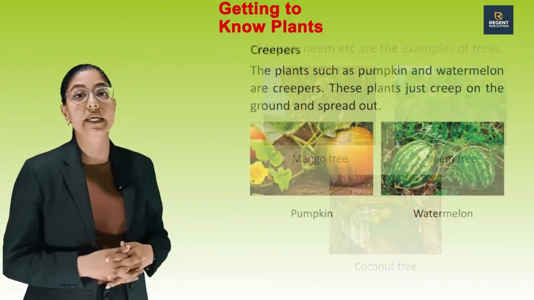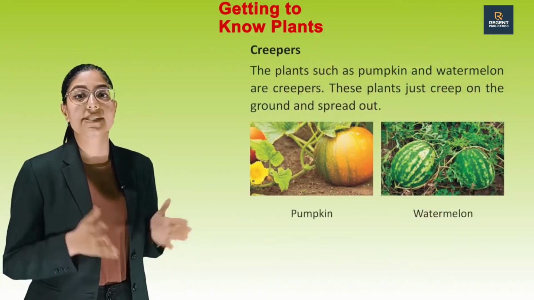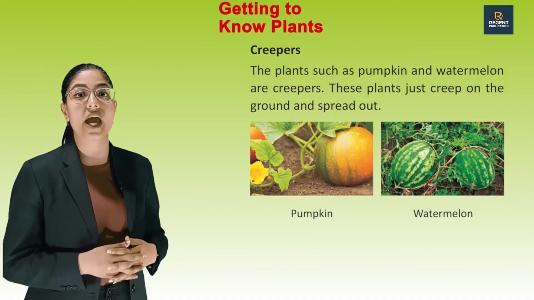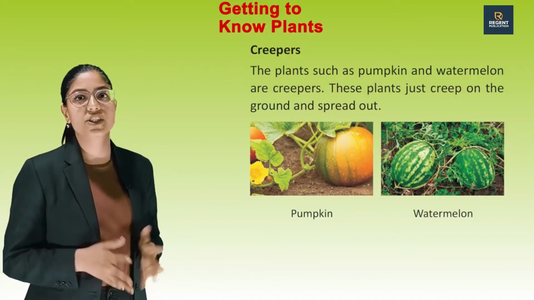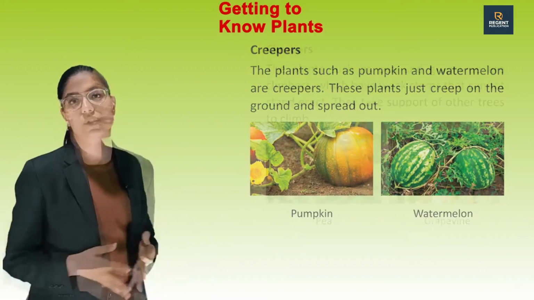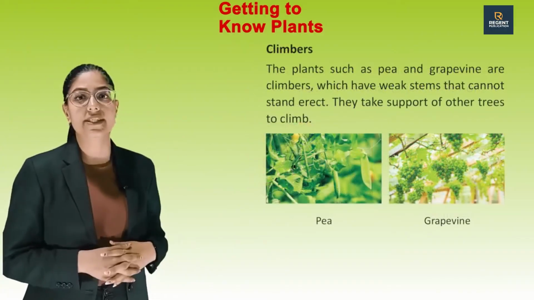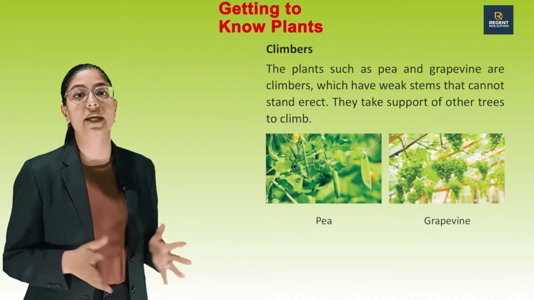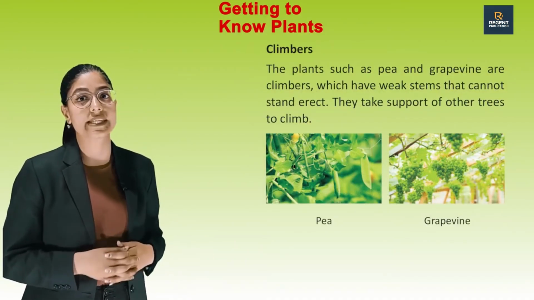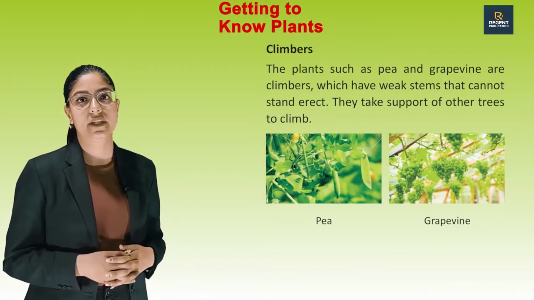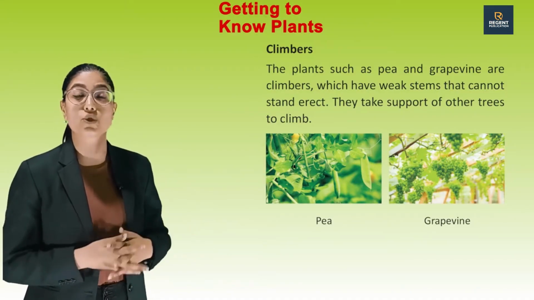Next is creepers. The plants such as pumpkin and watermelon are creepers. These plants just creep on the ground and spread out. Climbers. The plants such as pea and grapevine are climbers, which have weak stems that cannot stand erect. They take support of other trees to climb.